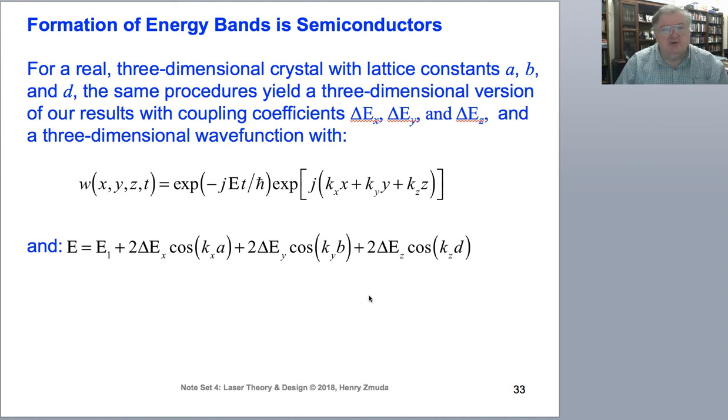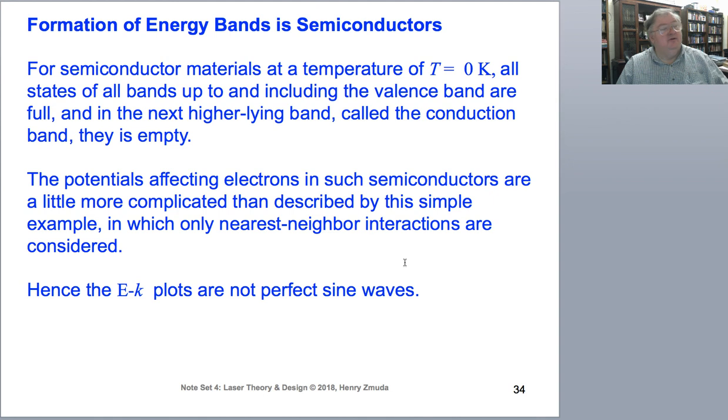If you were to do a similar procedure, we won't, again, but if you were to do a similar procedure, instead of just E plus delta E, you'd have E sub x and delta E sub x and delta E sub y and delta E sub z. You would assume a psi of the form of a plane wave. There's our plane wave, and I'm using j again for the square root of -1, and e to the minus j omega t. What you would find is E splits into E1 plus 2 delta Ex cosine k sub x times A, plus 2 delta Ey cosine k sub y times B, plus 2 delta Ez cosine k sub z times D. So we get the equivalent three-dimensional structure.